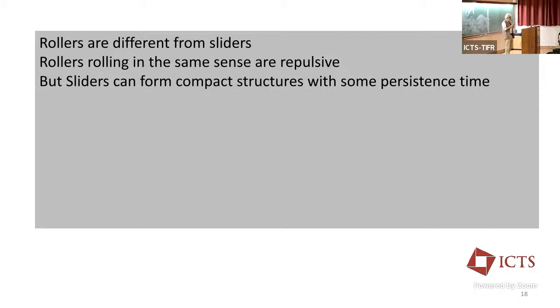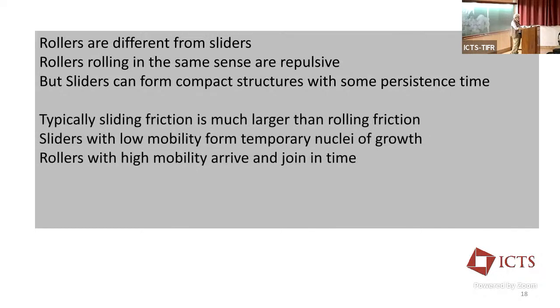And it all depends. So I'm just showing you examples, but let's just keep going. Typically sliding friction is much larger. A typical number will be like 25, 30 times larger. Sliders with low mobility form temporary nuclei of growth, and rollers with high mobility arrive and join in time. And this is very important.